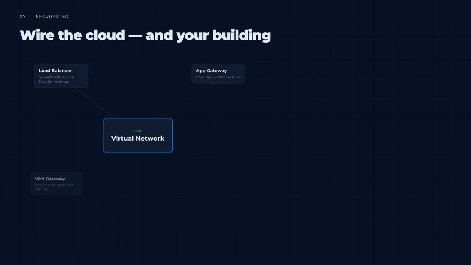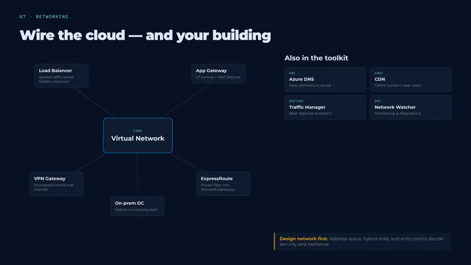Compute without a network is a server in a locked room. Azure's networking tools wire everything together, and back to your building if you need it. Virtual network is the private address space for your resources. You can peer networks and even connect them to on-premises data centers.